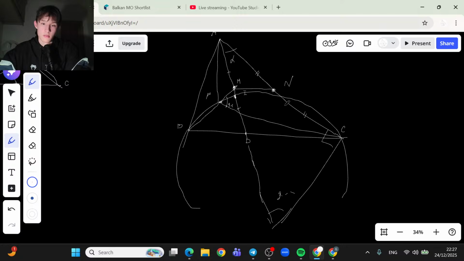I just need to show then this angle is alpha, for example. So it would be tangent. So AFM would be tangent like AC, which is interesting.